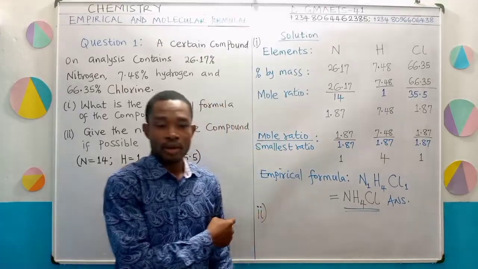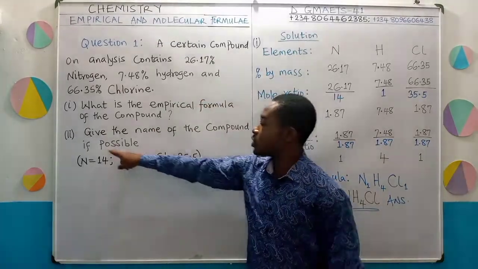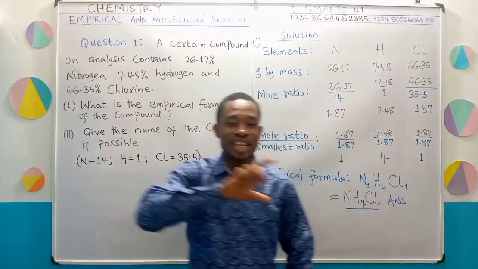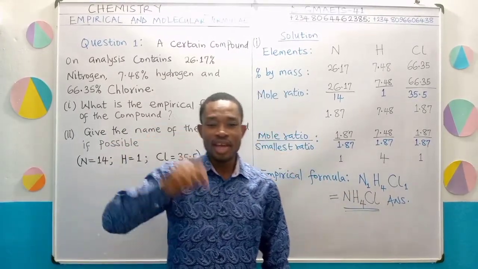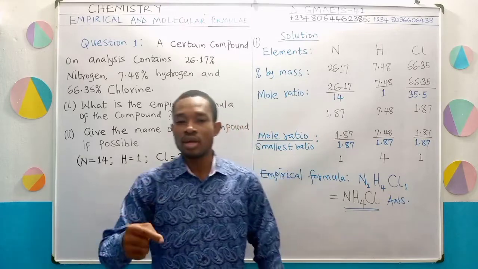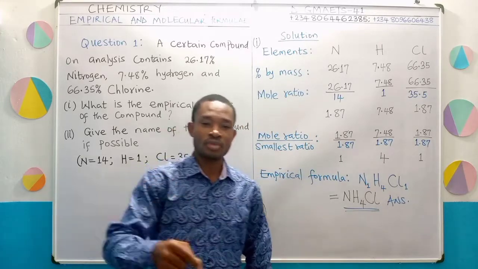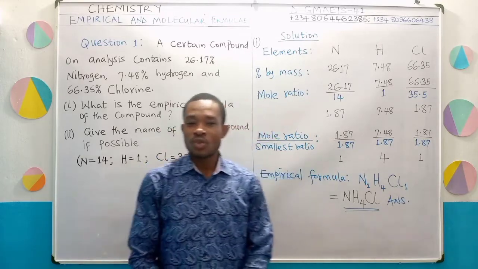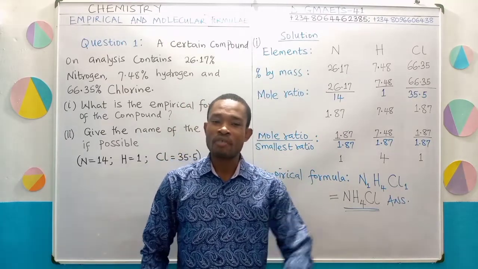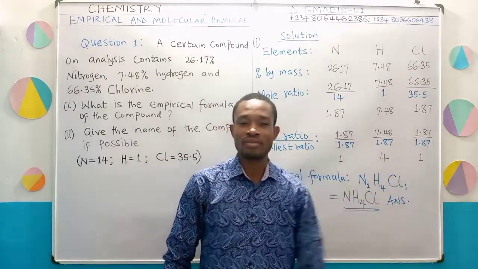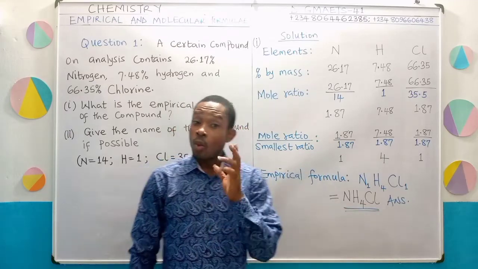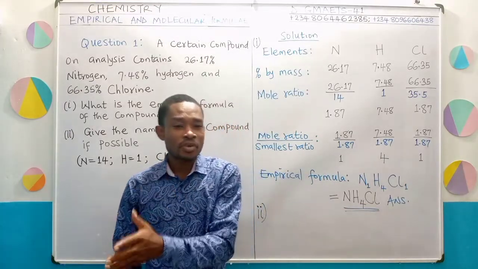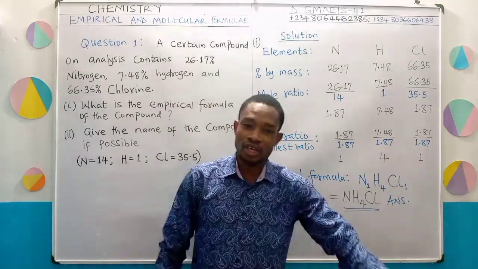We can name this compound. Why this word was used, if possible, is that generally, take note of this, the name of a compound is not gotten from the empirical formula. We get the correct name of a compound from the molecular formula, not empirical. However, there are times that empirical formula will be equal to molecular formula.